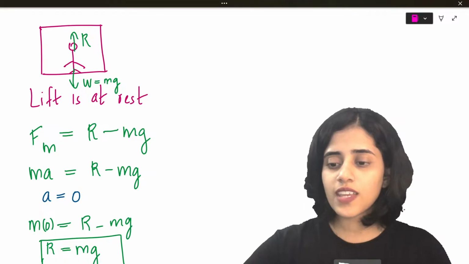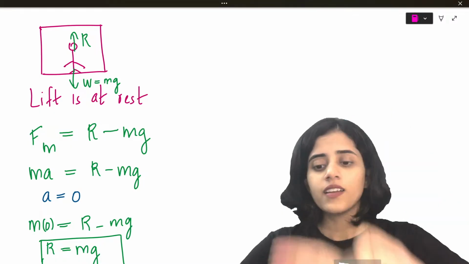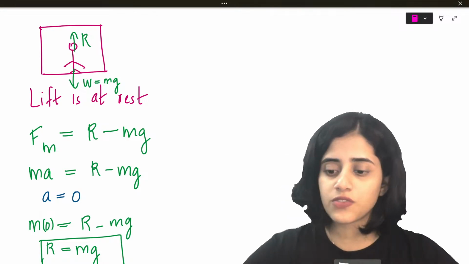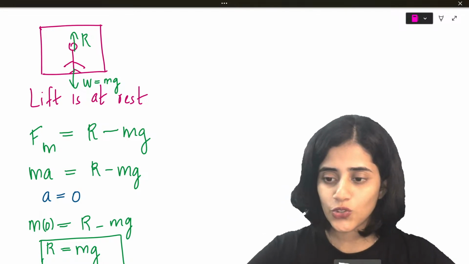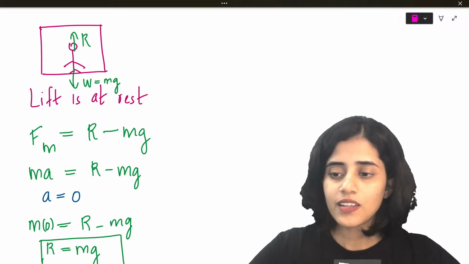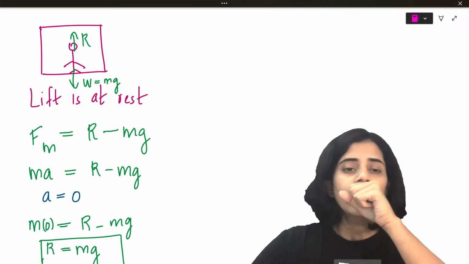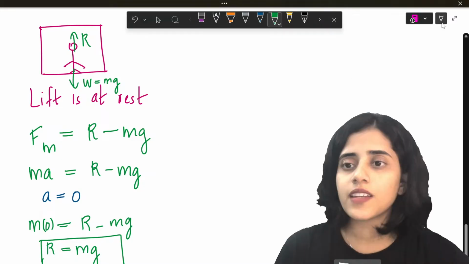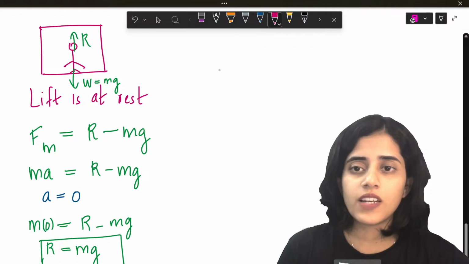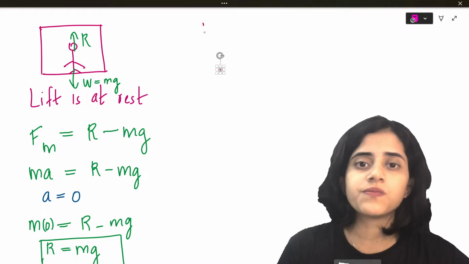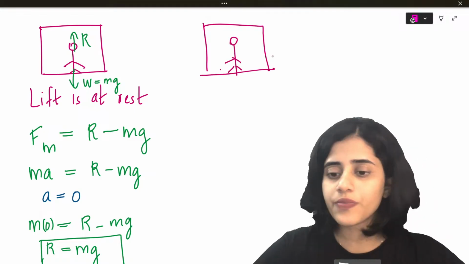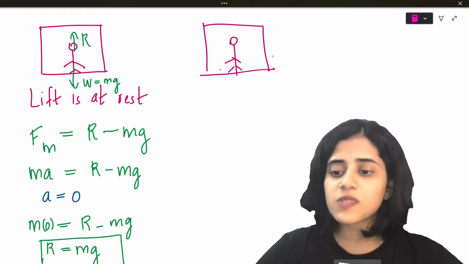So the first case that we discussed is a lift at rest. Any doubts here when the lift is at rest? Next case. The next case is, you have a lift. There is a lift. You are standing inside the lift. And the lift is moving down.